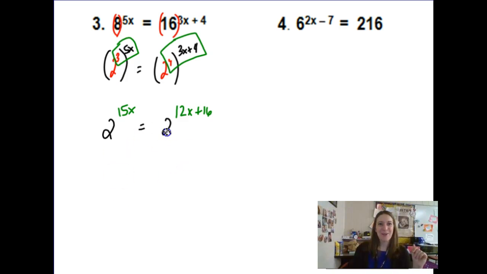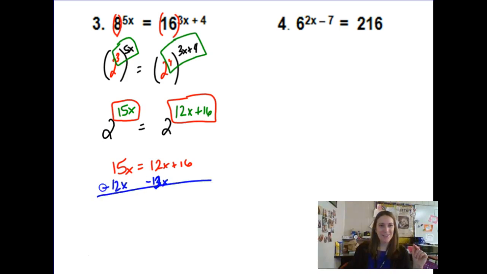All right, so 2 to this power equals 2 to that power. The only way for that to be true is if this power is the same as this power. So 15x has to be the same as 12x plus 16. I know you're already mad at me because you wanted to jump to that step. Oops, that's a 12. Subtracting 12x gives us 3x equals 16. So x is, leave it as 16/3, guys.